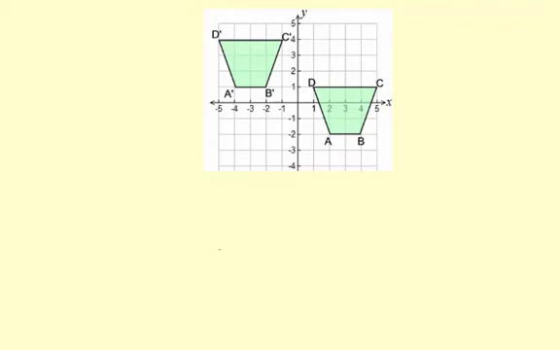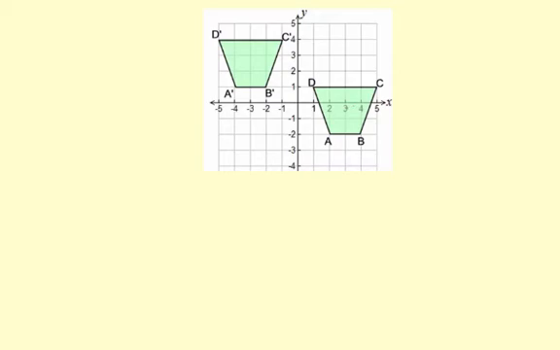So the big picture for this lesson is measuring translations, rotations, and reflections. So here's an example of a translation. And a translation means you're only sliding the shape around. So it's keeping the same orientation, which means it's facing the same way, and the size doesn't change.